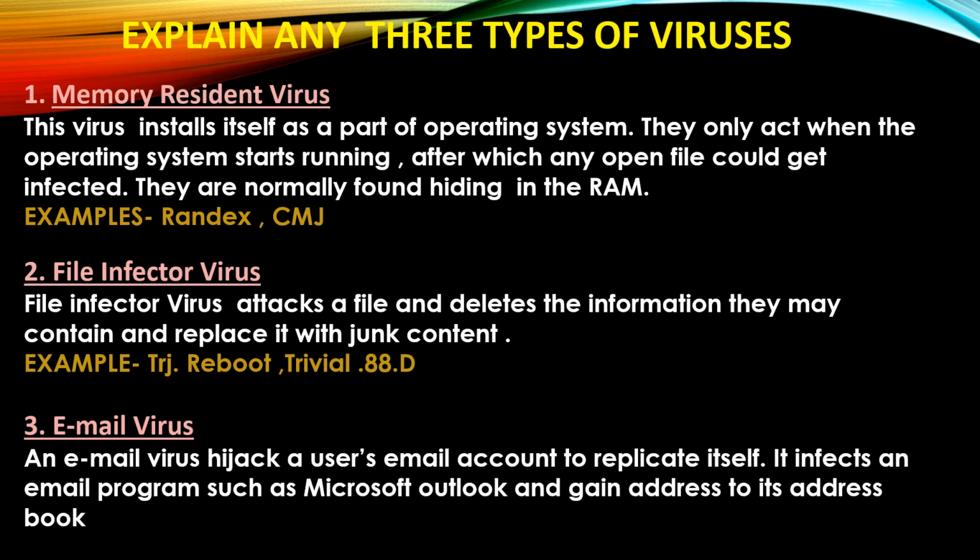And the third is email virus. An email virus is also known as a virus that hijacks a user's email account to replicate itself. It infects an email program such as Microsoft Outlook and gains access to its address book. Basically, emails are sent to the email addresses available in the address book, each containing a copy of the virus hiding in an email, and the virus then activates itself when the email is opened on another computer.